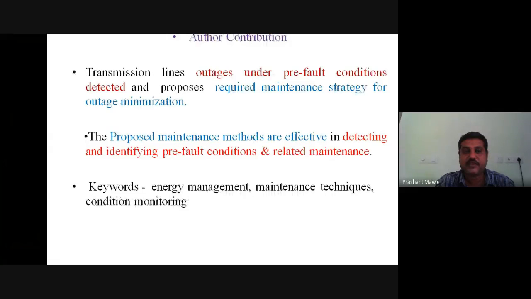My contribution for this paper is that transmission line outage under pre-fault condition can be detected and the required maintenance strategy proposed for minimization of outages. The proposed methods are effective in detecting and identifying pre-fault condition and related maintenance. The keywords for the paper are energy management, maintenance techniques, and condition monitoring.